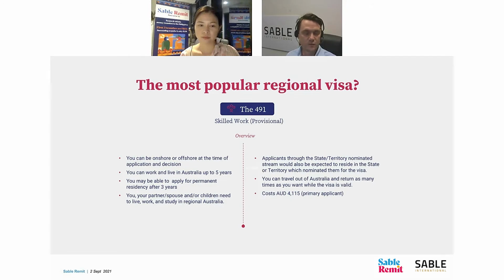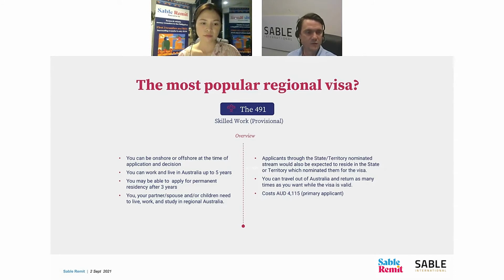So the 491, let's look at the 491 in some detail. And this is an overview of the 491. Where can you be to apply for a 491? The regulations say that you can be offshore or onshore at the time that you make your application and at the time of decision. But it's worth noting at this point in time, given COVID and the current border restrictions we have here in Australia, that people applying for 491 visas, generally speaking, will only be considered if they are here within Australia. And that's mainly got to do with border closures and the individual state and territory governments and who they're looking to sponsor.